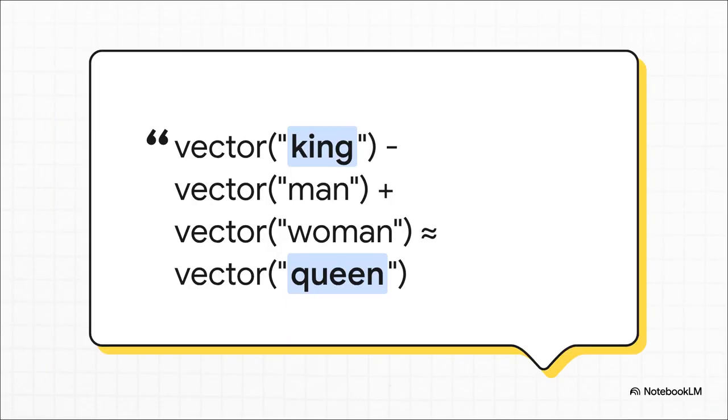And here's where it gets kind of magical. These relationships go way beyond just simple synonyms. This famous equation here, it shows that the model has actually learned abstract concepts like gender and royalty. If you take the location for king, subtract the location for man, and then add the location for woman, you land almost exactly on the spot for queen. I mean, come on, that's mathematical poetry, and it is the foundation for everything that comes next.